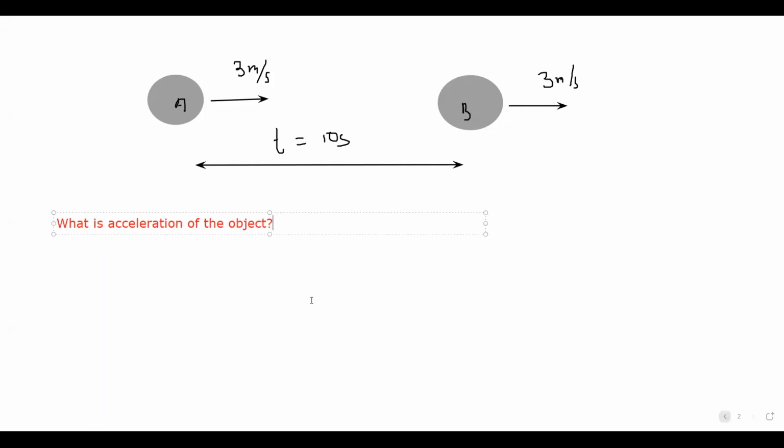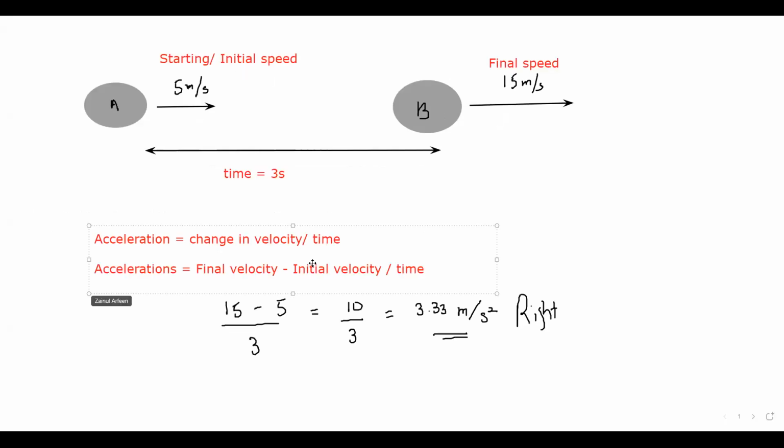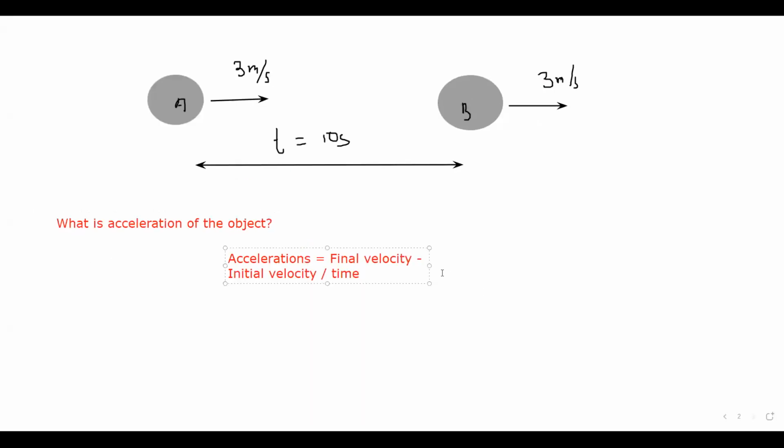The formula to calculate acceleration, we can use the final velocity minus initial velocity divided by time. So what is the acceleration of this object? Acceleration of this object is 0 meter per second square. Why? Because there is no change in the velocity.